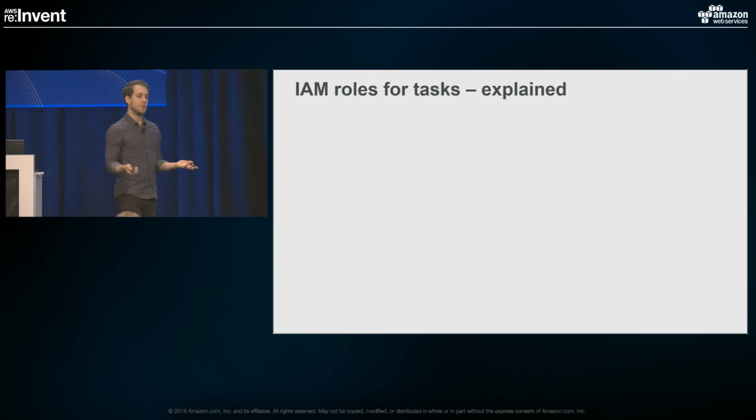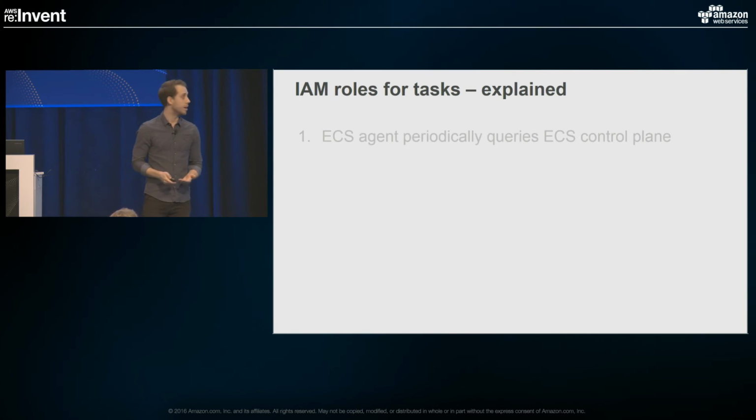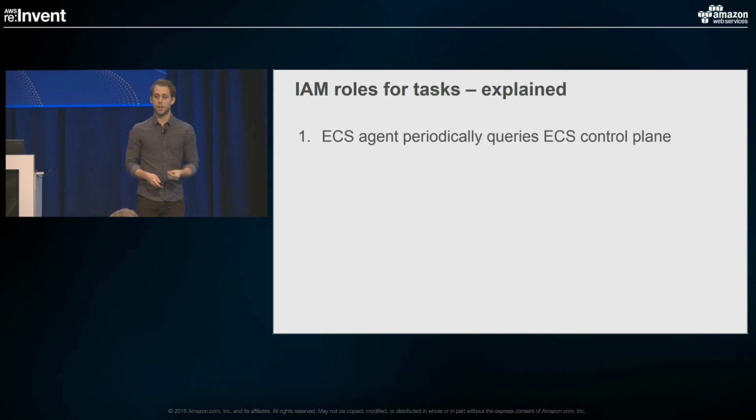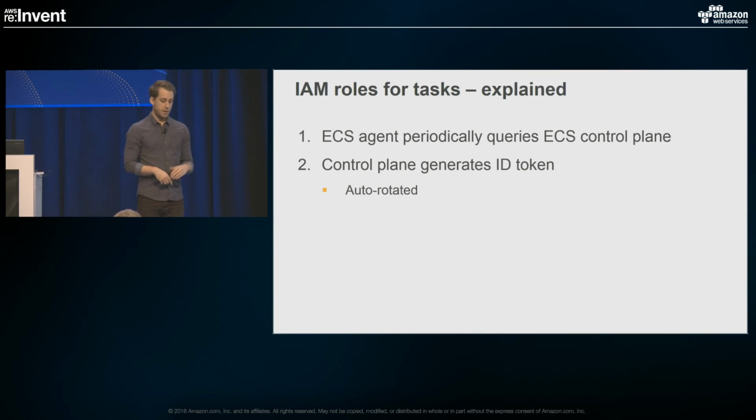And since this is a 400 level session, we want to explain how this actually works, right? The first thing that happens is on your EC2 instance that you're using within ECS, there's an agent that will talk to the ECS control plane. So it's going to periodically query the ECS control plane and ask for those credential files. And the control plane is going to generate a unique ID token for every container running on that particular instance. That's going to get passed back to the ECS agent on the instance itself, and that credential is automatically rotated for you. So of course, better than hard-coded credentials that are long-lived.